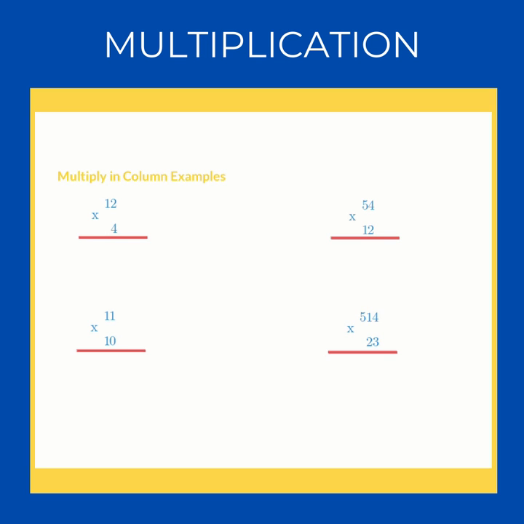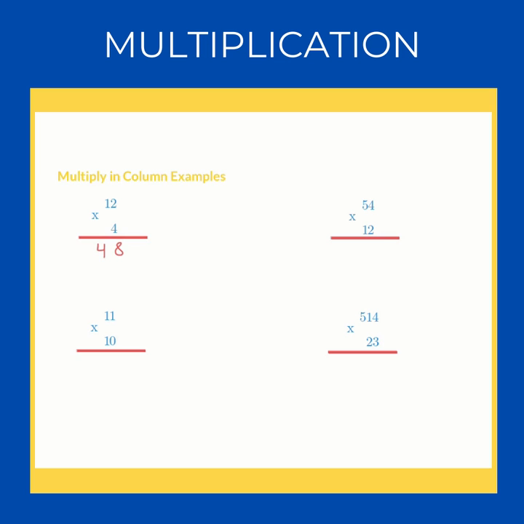So first, I need to multiply 4 times 2, which is equal to 8. And I have to multiply 4 times 1, which is equal to 4. So 4 should be multiplied by 2 and by 1. So the answer is 48.